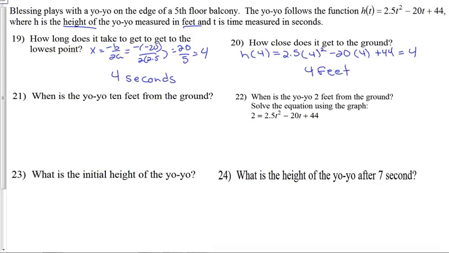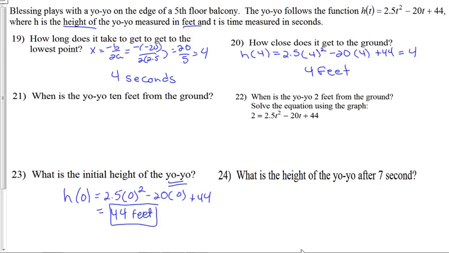I'm also going to skip down to this initial height because that's going to help us with the window on the graph. The initial height is where the time is 0. So if I plug 0 in for all the t's, you see the y-intercept ends up being that. So 44 feet is the answer to that one.